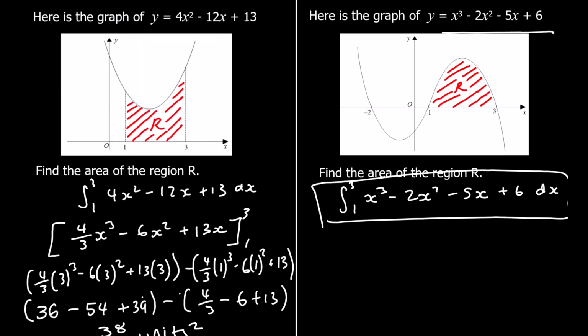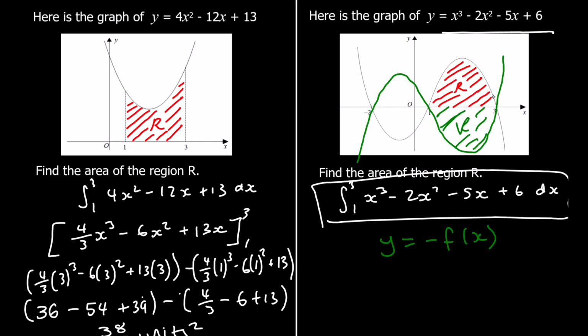It's like when you have the transformation negative f of x. So all of the positive y values become negative y values. That'll be exactly the same area, maybe a reflection, just underneath the axis. So it should be 16 over 3 units squared.